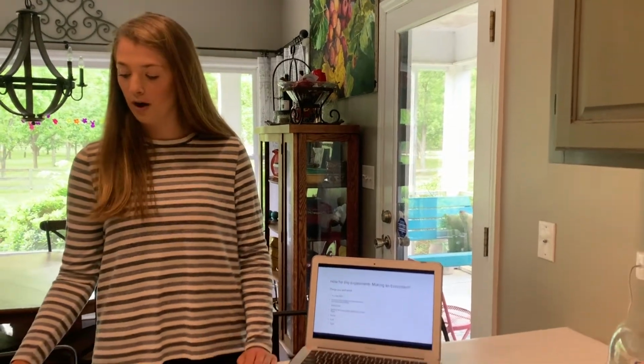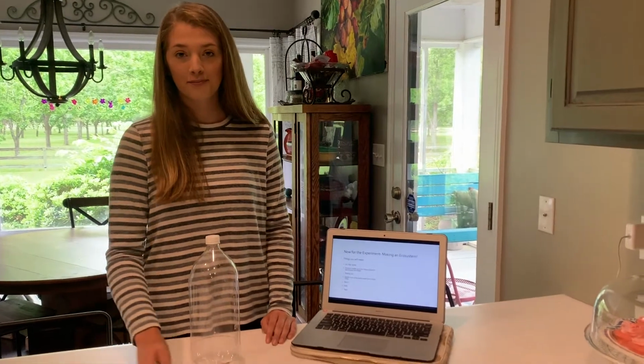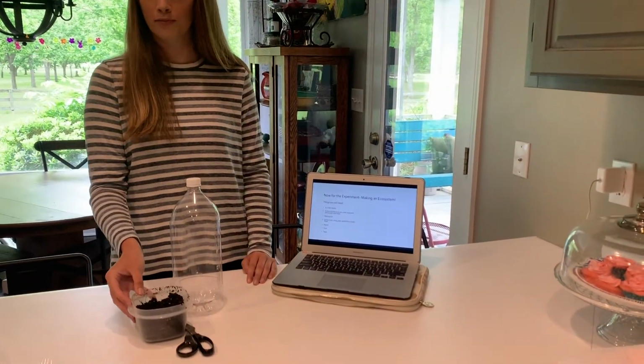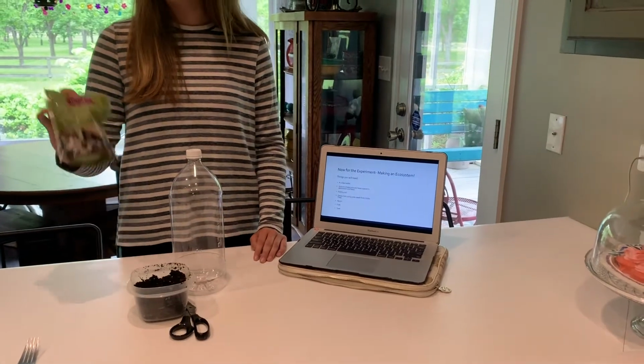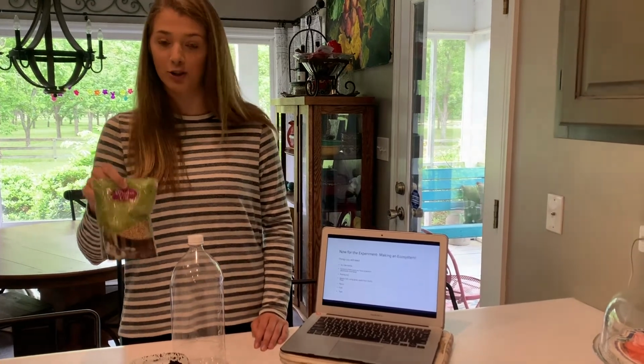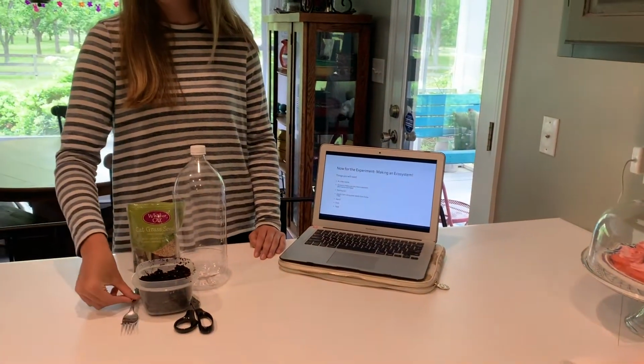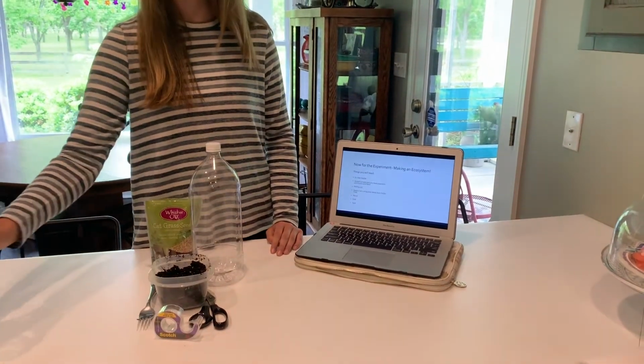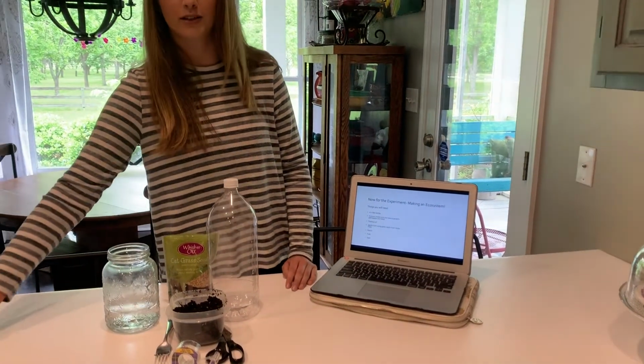So today we're going to be making our very own ecosystem, and the great thing about this experiment is that after it's set up, it will take a few days to grow, so you'll just have to watch it, but it doesn't require any additional work after it's all set up. So what are we going to need? We're going to need a 2-liter bottle, scissors, potting soil, we're going to need some seeds, and I'm using cat grass, and I'm going to grow this for my cat to eat. I found these at Dollar Tree. You're going to need a fork, tape, some water to water your ecosystem, and then a pencil.